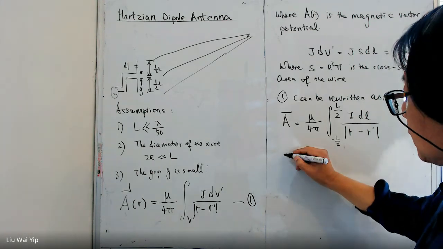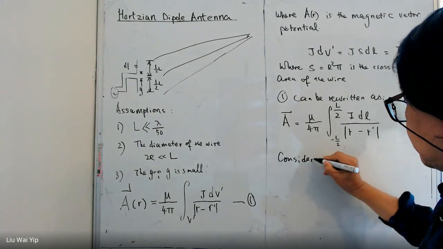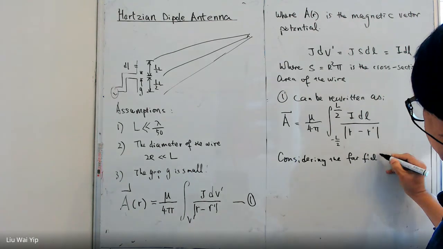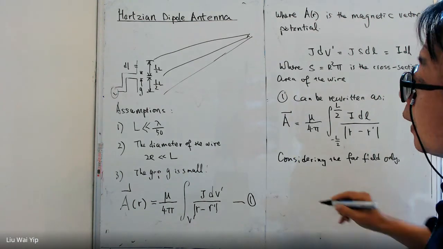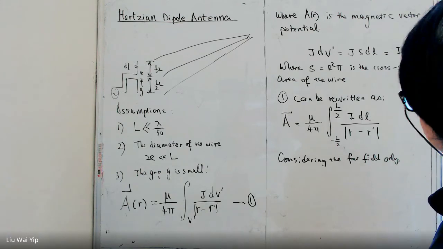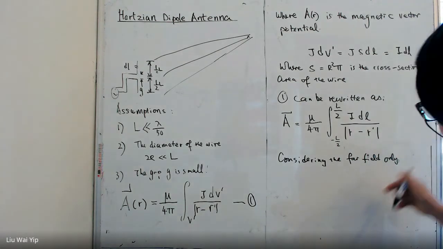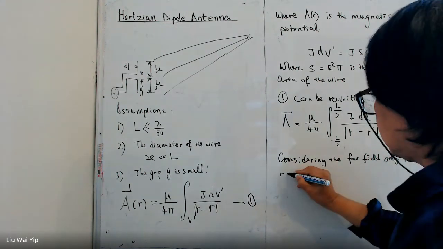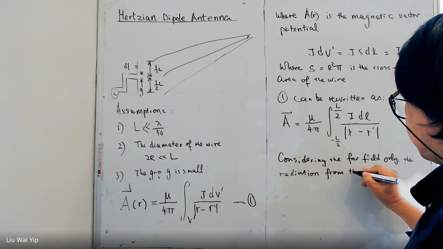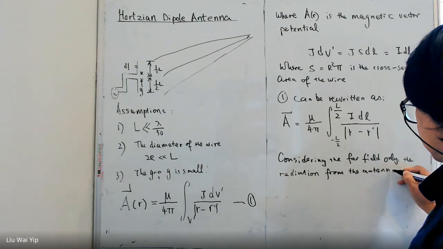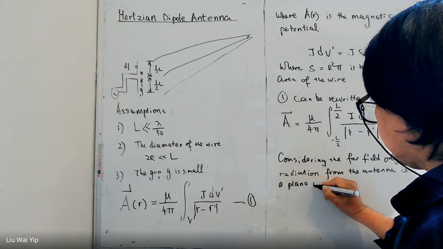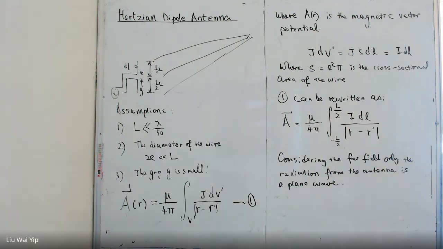Considering the far field only, the radiation from every corner of the antenna is basically a plane wave. So this is another point we need to highlight.